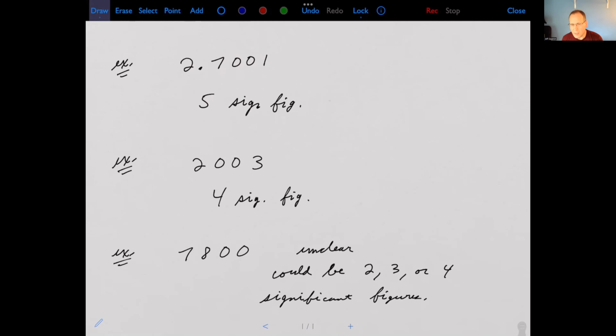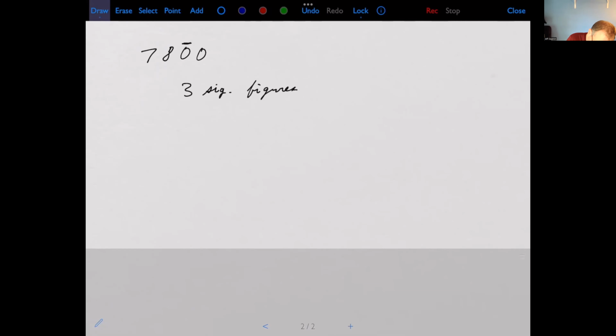Usually, if you're not told any other information, you would just say in this case that there's just 2 significant figures. So you would say there's 2 sig figs. You would not say that those zeros are significant. So just the 7 and 8 are significant. Sometimes people will put a bar over the last significant digit. So in this case, this would be 3 significant figures. Or if I put the bar over the last 0, then that would indicate 4 significant figures.